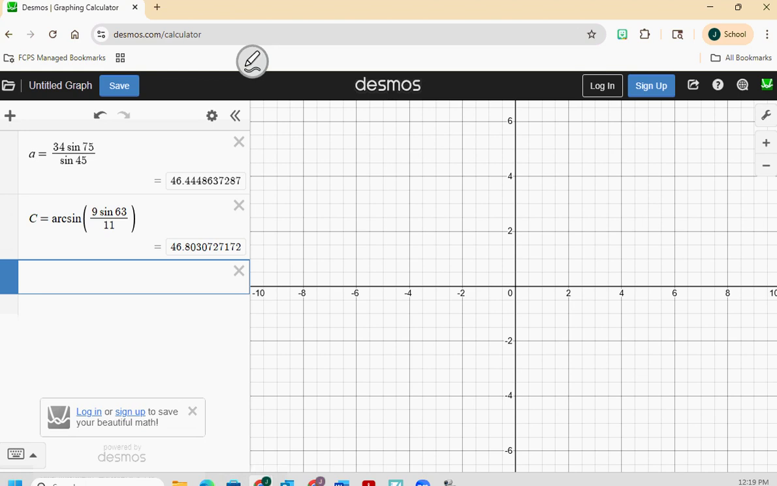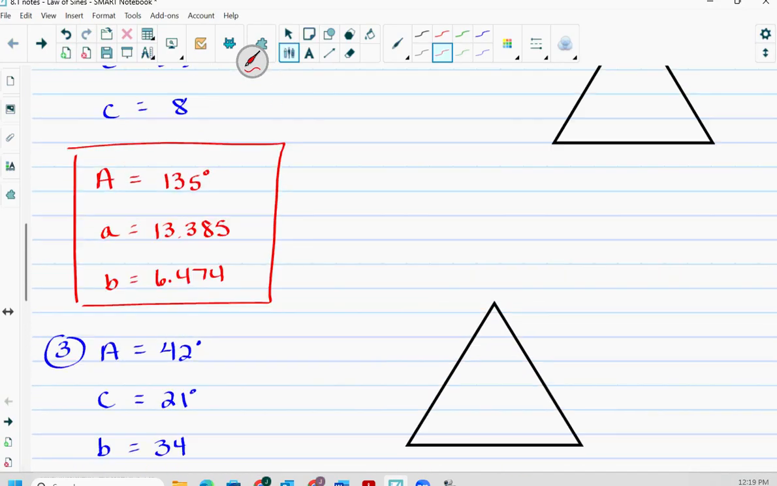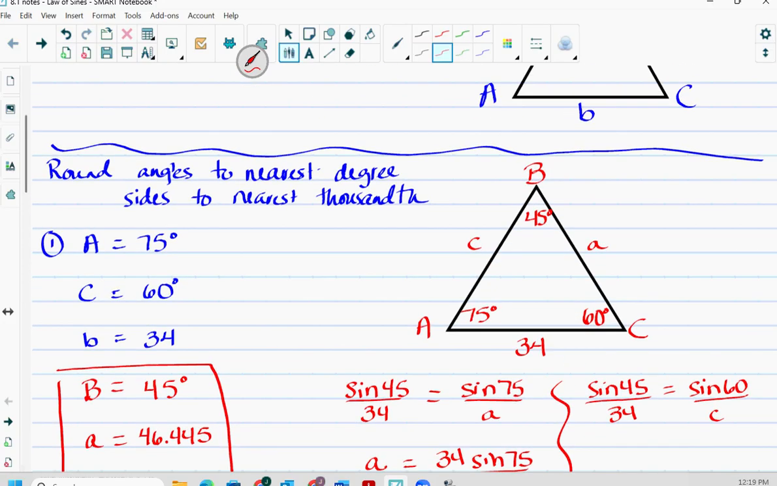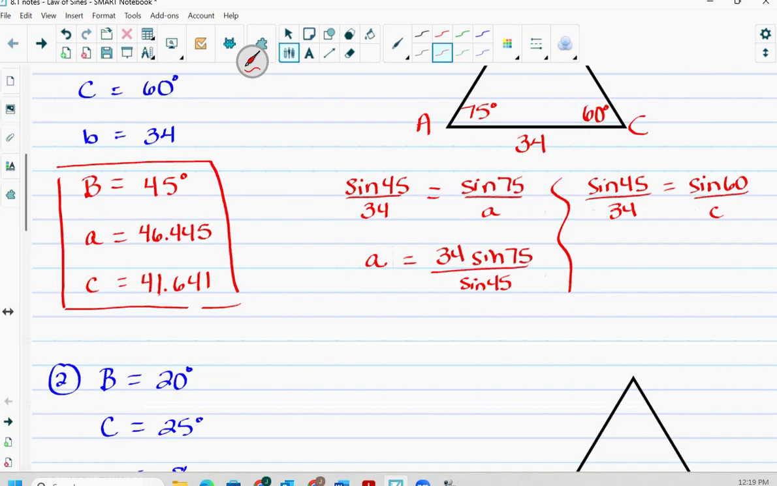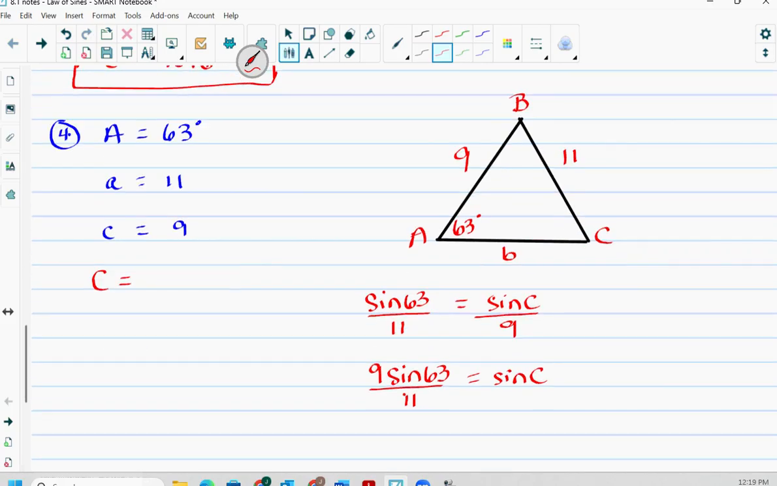What do we do for angles? Do you remember what I said? I did say nearest degree. Angles are always nearest degree, okay? Sides are where you're going to do nearest thousandth. Okay, so we're going to write down 47 degrees. We need to find angle B next, and then side B will be the last thing we find.